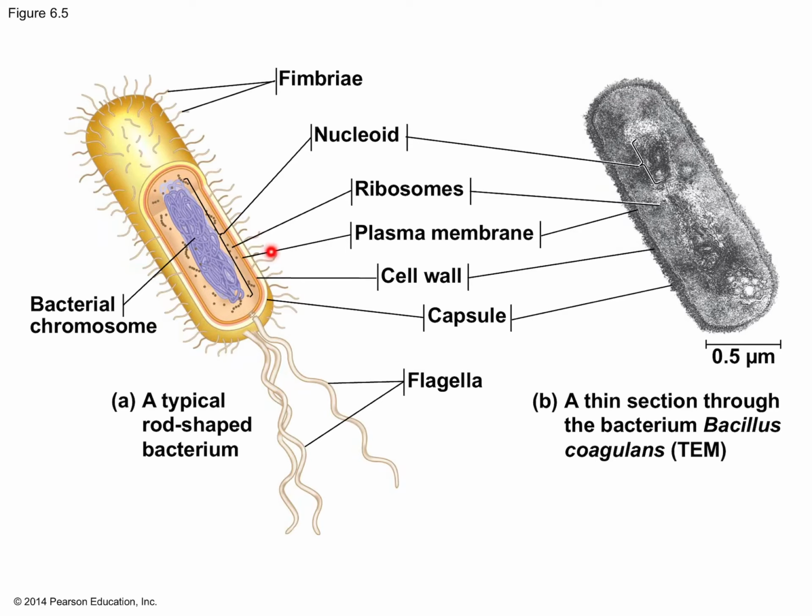The outermost layer that you see here in yellow is called the capsule. This is a fairly thick layer. It's made up of carbohydrates primarily, so it's sort of like a sticky layer. It also helps bacteria to collect on surfaces or attach to surfaces.